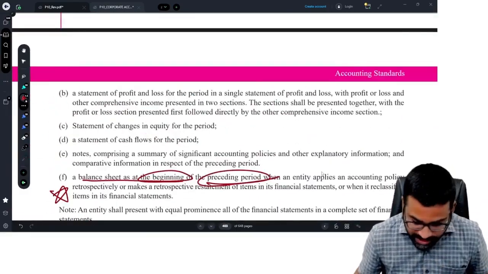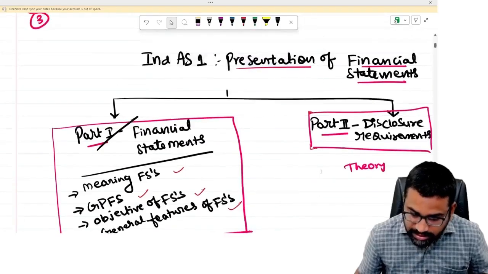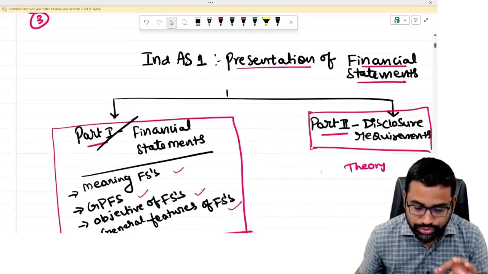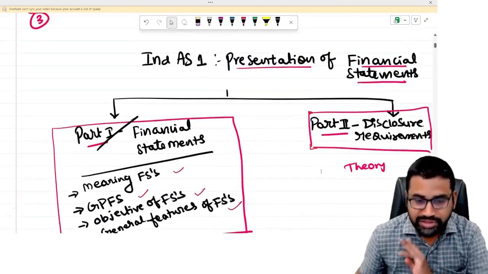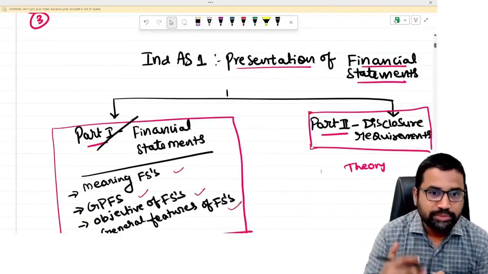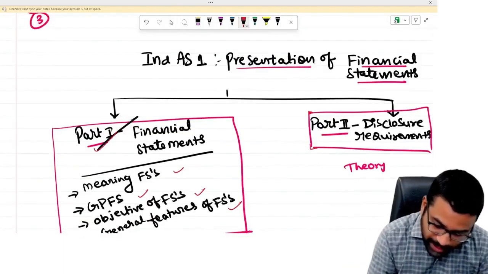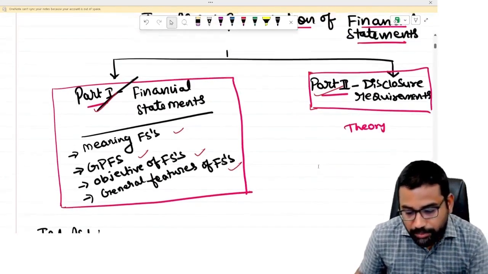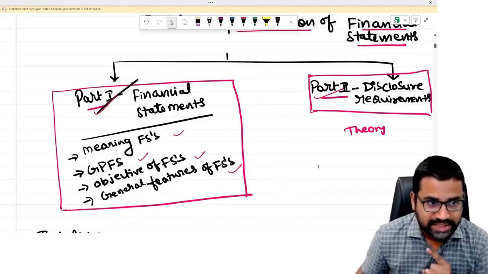So once again, I will quickly recapitulate. You remember this much. I think approximately it will take 30 minutes for you. So listen to this 30 minutes 2 or 3 times. That's more than sufficient. So Ind AS 1 is about presentation of financial statements. There are 2 parts in this standard, part 1 and part 2. Part 1 talks about financial statements. Part 2, disclosure requirements in financial statements.